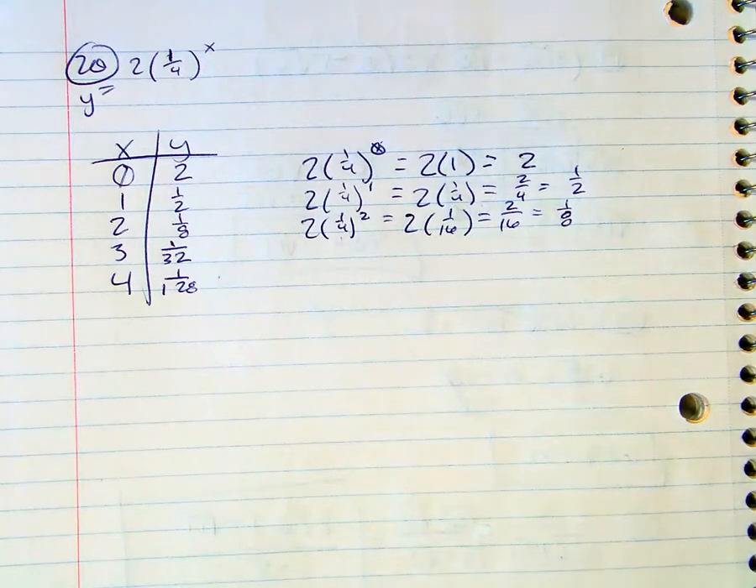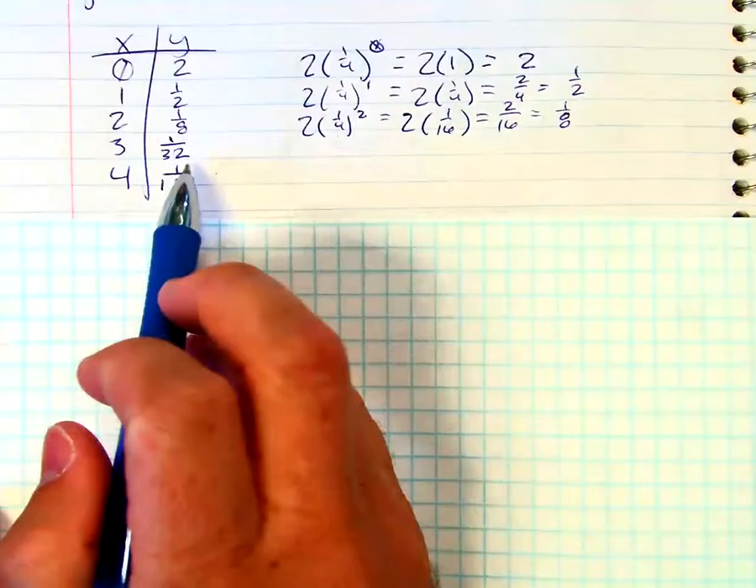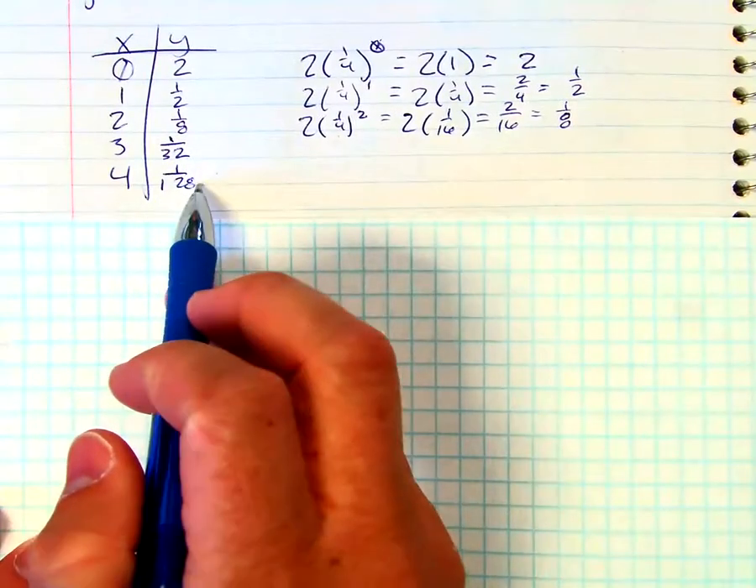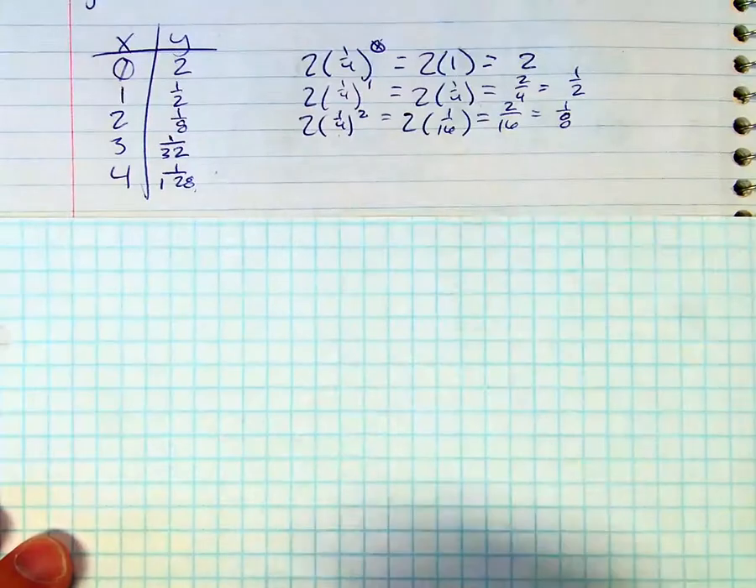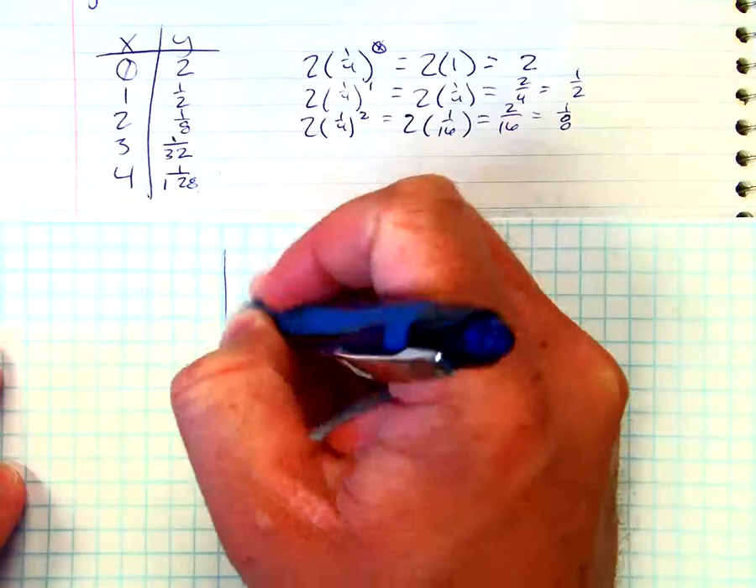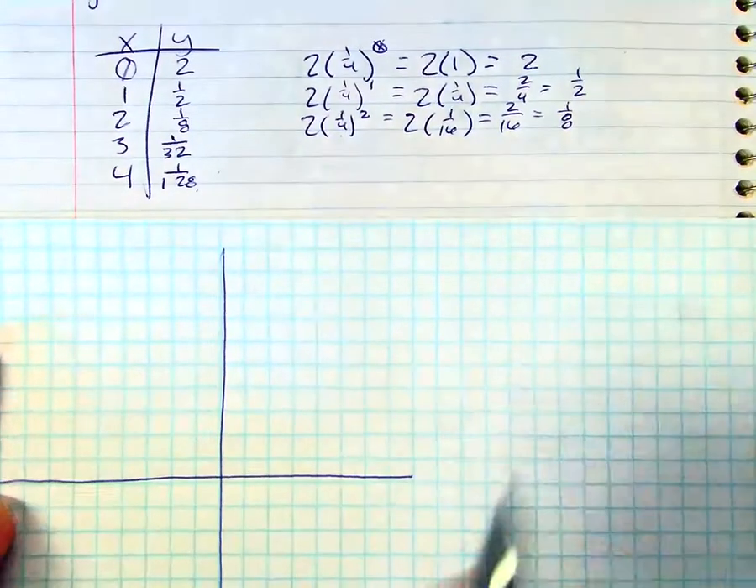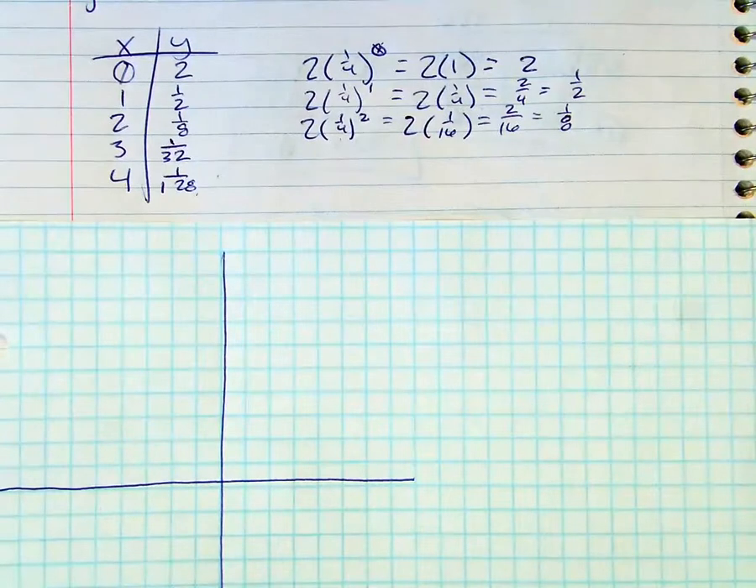You were asked to also graph this. So let's quickly talk about making the graph. We have some very small numbers. 1/128th. That's an extremely small number. It's very close to 0. But we mentioned in class that if you are constantly cutting something in half, or in this case, cutting something into fourths, it's never actually going to hit 0.